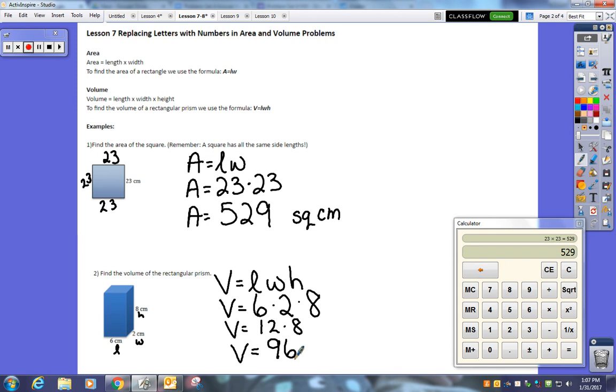Now, when we do volume, our answer is in cubic units. What it's saying is that 96 cubes with a side length, width, and height of 1 centimeter would be able to fit inside this box. So area is two-dimensional, just how many squares can fit inside here of the same size. And volume is talking about how many cubes of a certain size can fit inside a figure.